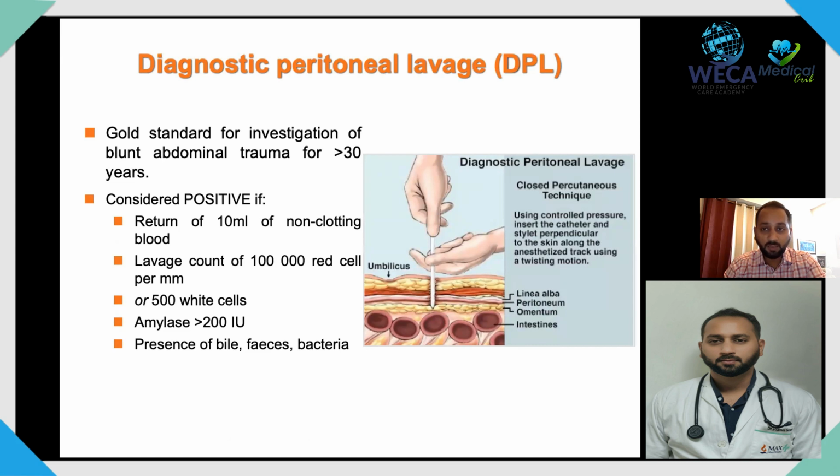When can we consider DPL as positive? The conditions here are the return of 10 ml of non-clotting blood, a lavage count of more than 1 lakh, or 100,000 red cells per mm, or 500 white cells, amylase of the collected fluid greater than 200 international units, or any presence of bile, feces, or bacteria. There is a small graphic here showing the technique of the DPL. The incision site usually is one third of the way down from the umbilicus to the pubic symphysis.